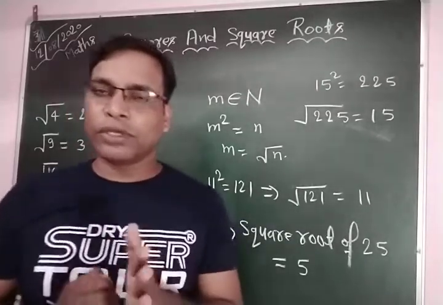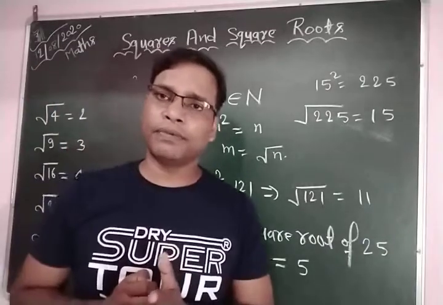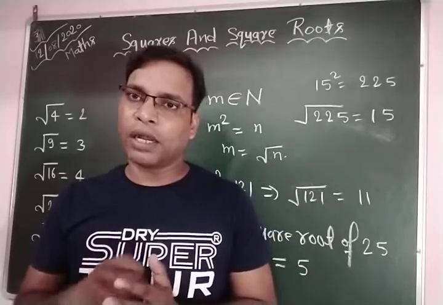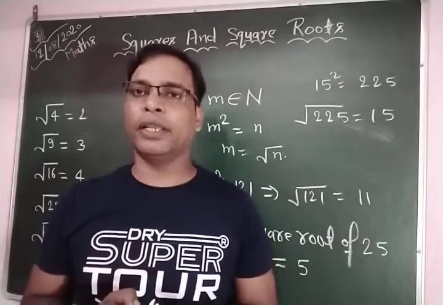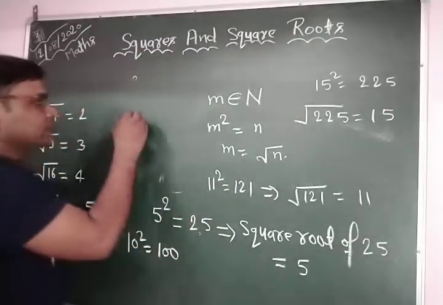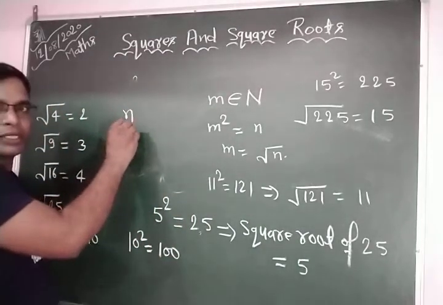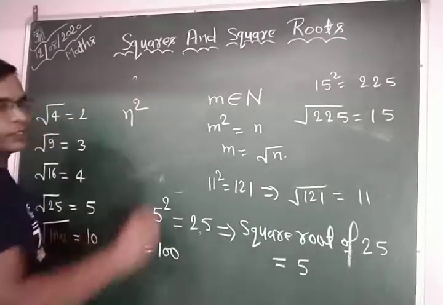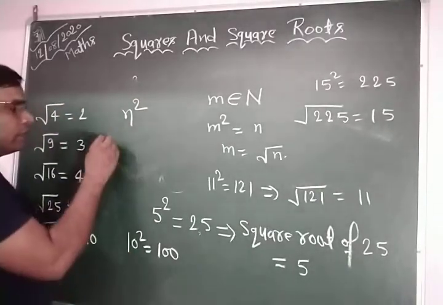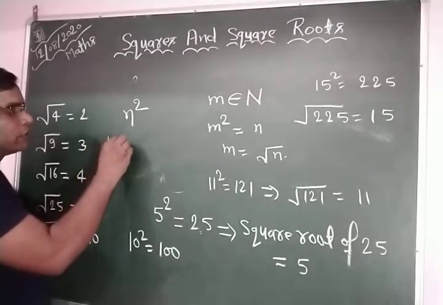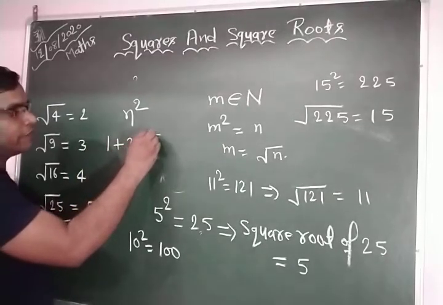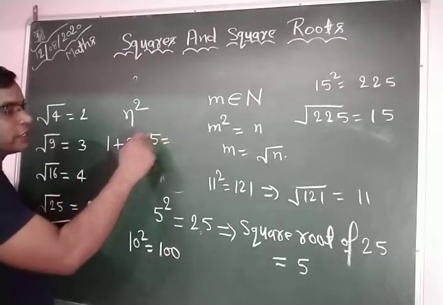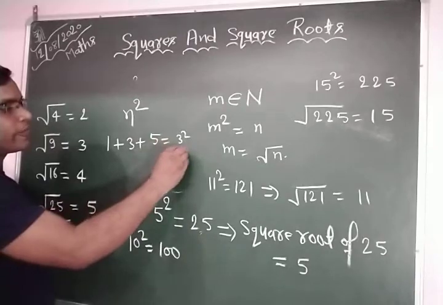Okay, students, you know the sum of the first n odd natural numbers is equal to n squared. Okay, it means that 1 is an odd number. 1 plus 3 plus 5 is equal to, how many natural numbers? 1, 2, 3. So their sum is the square of 3. This is equal to 9.